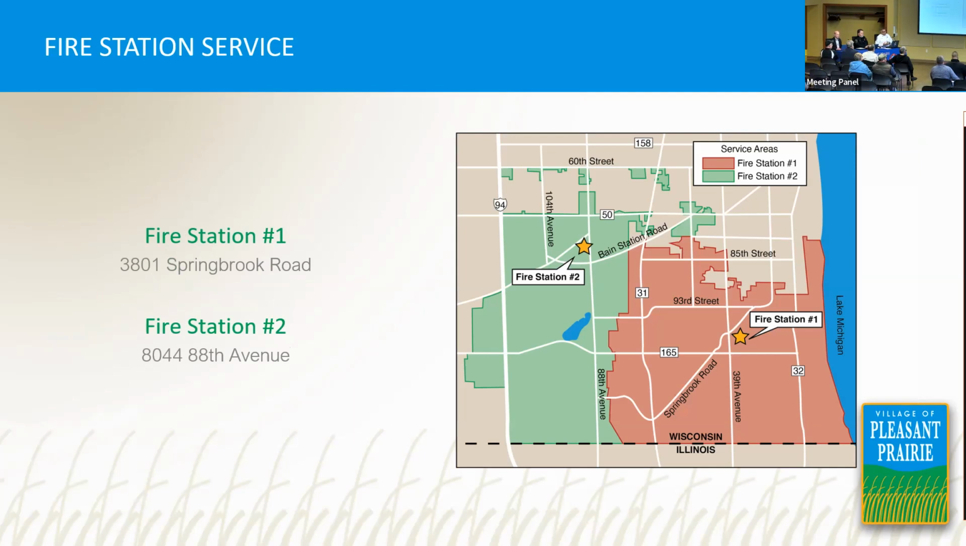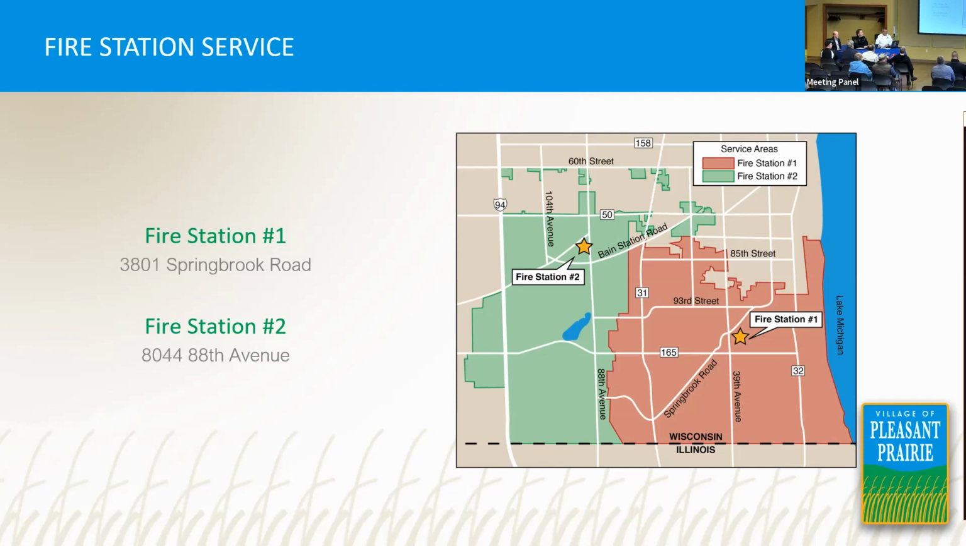So just as a reference here for our two stations, we cover approximately 33.3 square miles, totaling just under 34 square miles. As most of you, if not all, know, the current Fire Station 1 is just up the road here on 3801 Springbrook Road, and it was just recently built in 2015. And we typically have three people on duty every day.